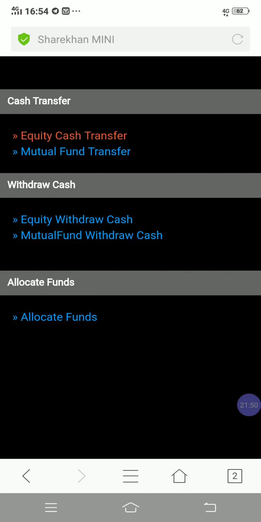And here, equity cash withdraw. That means I am withdrawing cash from my equity account to my bank account. The same way for mutual fund also.